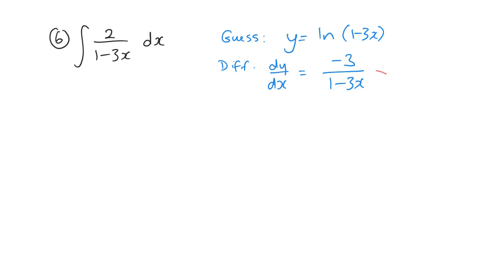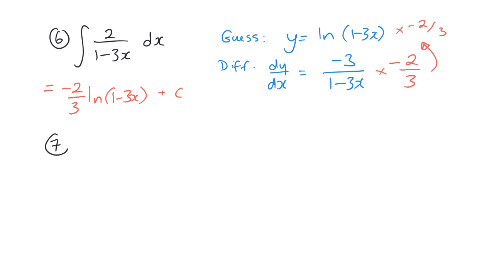So we don't want a minus, so we're going to have to multiply by another minus to get rid of it. We don't want that 3, but we want a 2 instead. So we'll have to multiply by minus 2/3. So we'll do the same thing with our guess, multiply that by minus 2/3. So our answer is minus 2/3 ln 1 minus 3x plus c.